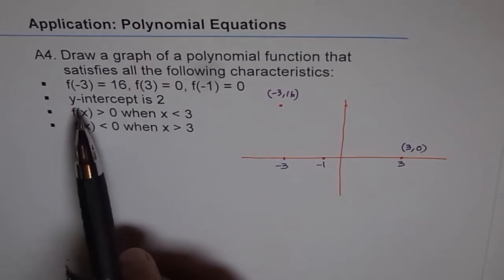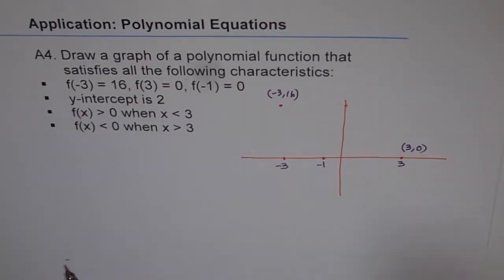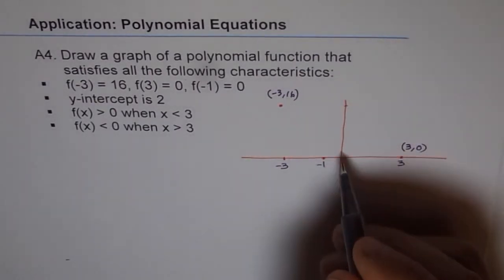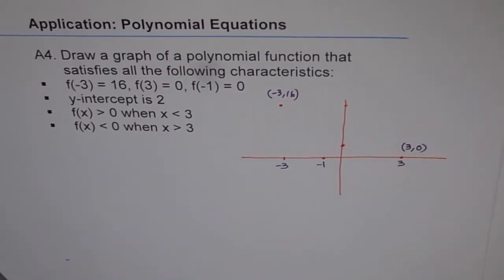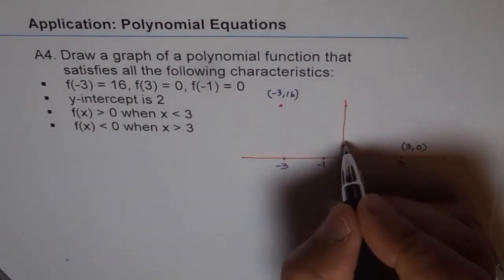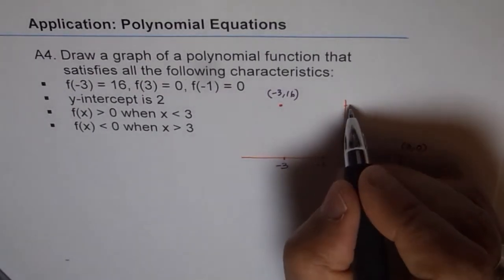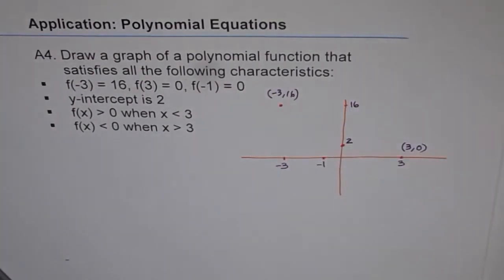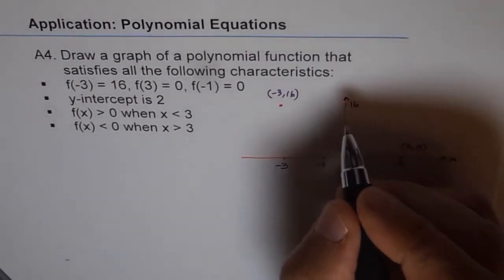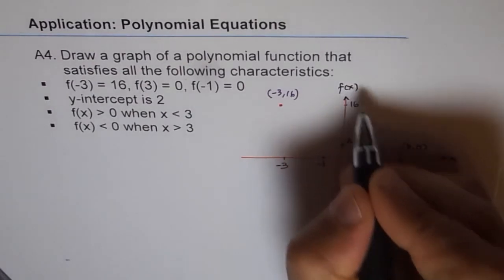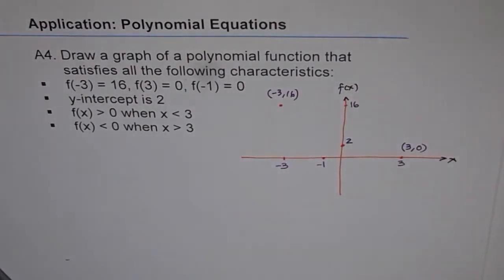Now second, the y-intercept is 2. So the y-intercept is a point where the graph crosses the y-axis. Now that is my y-axis, and let's assume this to be 2. Okay, it may not be to scale, but anyway it gives you a fairly good idea. It is much less than 16. This is 16. Well, sketching a graph is kind of making rough calculations, right? So this is my x-axis, and that's my f(x) on the y-axis. Correct.